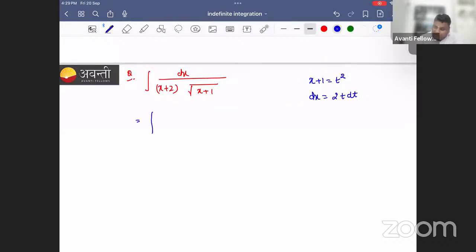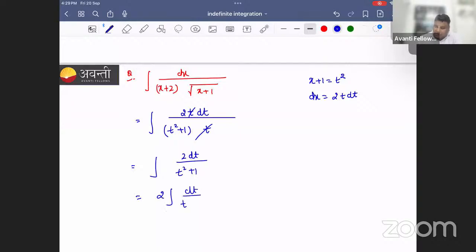So now the question will become dx is 2t dt upon x plus 2 will be what? t square plus 1, and under root of x plus 1 is t. The t cancels. So it is integration 2 dt upon t square plus 1. That is 2 outside, integration dt upon t square plus 1. And this integration is, we all know, tan inverse t plus constant. That is 2 times tan inverse of under root of x plus 1 plus constant. Am I clear?